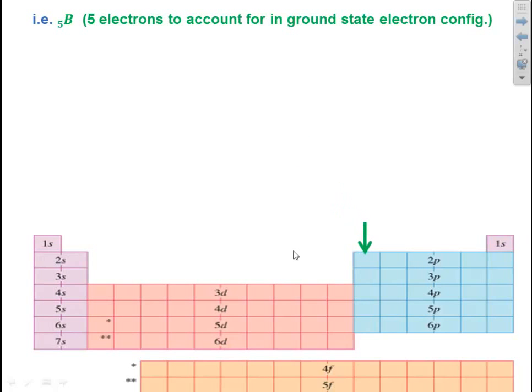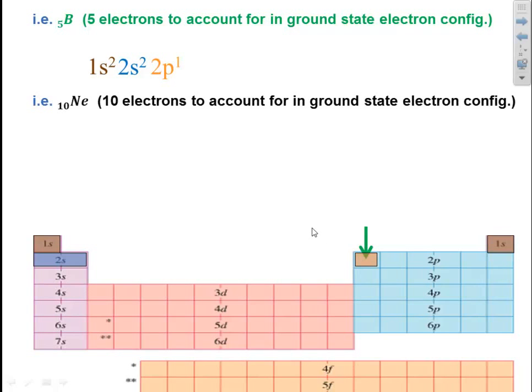Another example, boron. Boron 5 is right here. In the third column, we have 5 electrons to account for. So we go through 1s1, 1s2. So it's 1s2. We go through the 2s2. And now we're going to go into one of the 2p's. So 2p1. That's the electron configuration for boron.